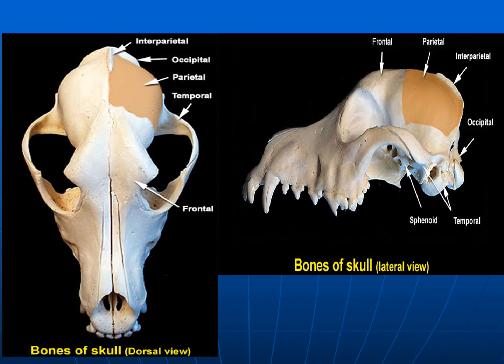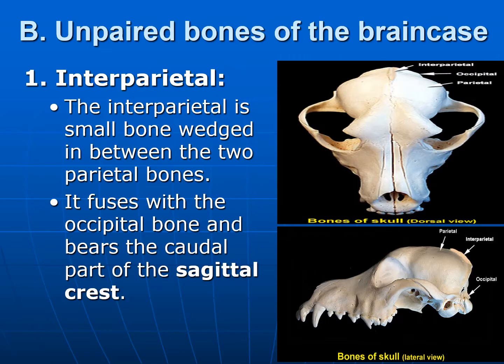So all of this bone here is the parietal bone. They articulate with the frontal, with the occipital, with the temporal, and with the sphenoid bone. And in the middle between them, we have the unpaired bone, which is the interparietal bone.